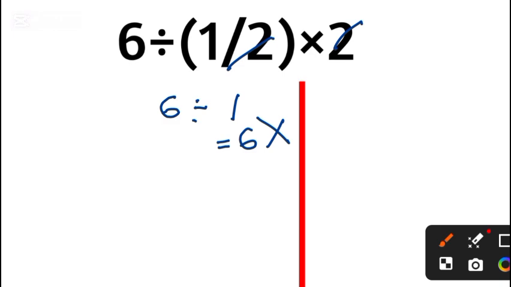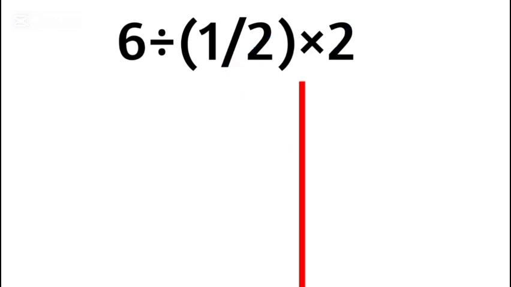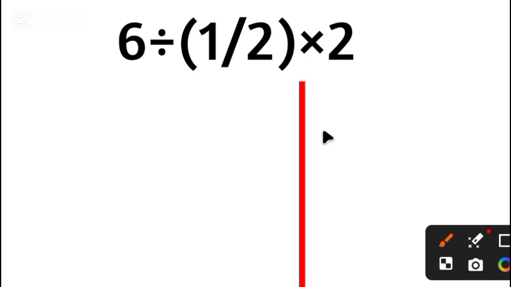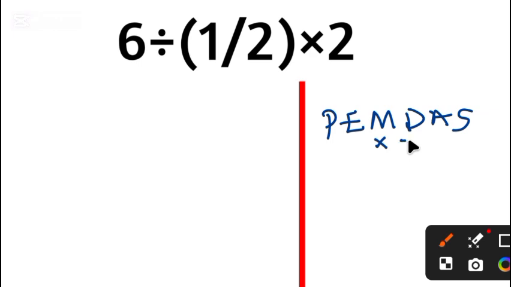Because according to the order of operations, which is PEMDAS, multiplication and division are at the same level. We evaluate from left to right. From the left, division came first. So we are going to do the division before we do the multiplication.